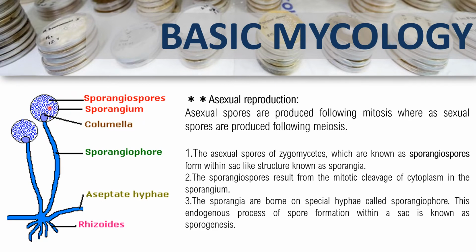Yan. So the sporangia class are born on special hyphae called sporangiophore. So ito yung sporangiophore class. So ito yung humahawak ng sporangium. So your sporangiophore holds your sporangium and your sporangium holds your sporangiospores. Okay, take note with that one. Okay, so the formation, so this endogenous process of spore formation within a sac is known as your sporogenesis.